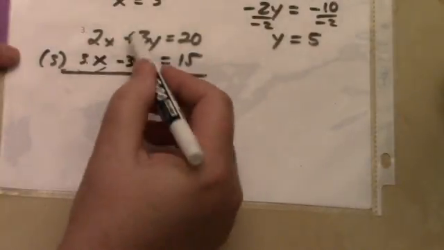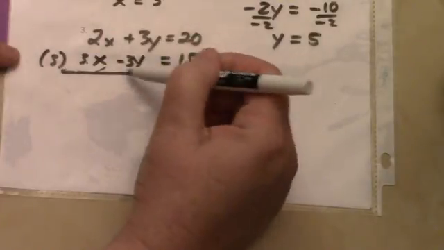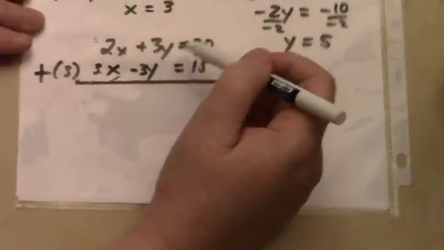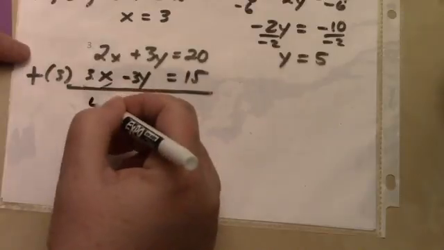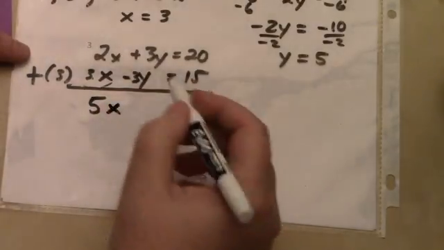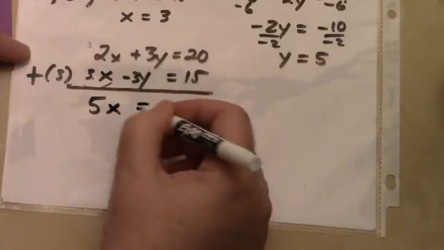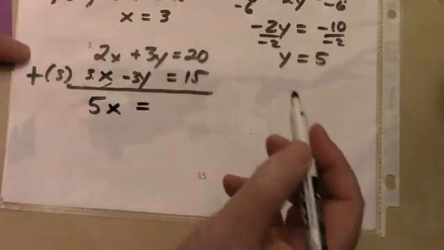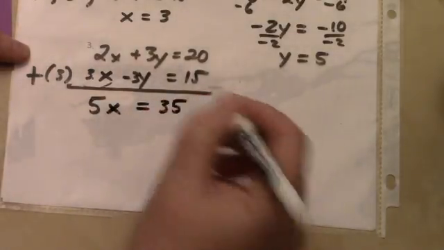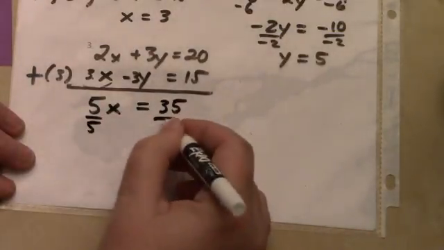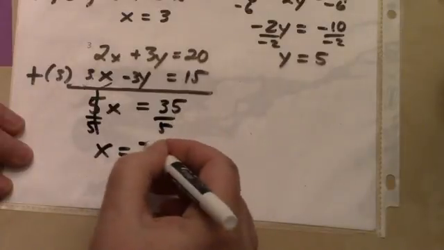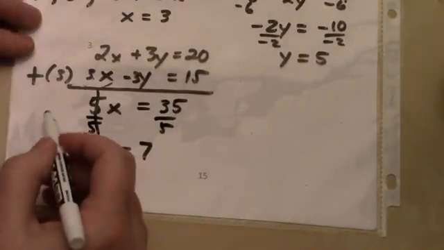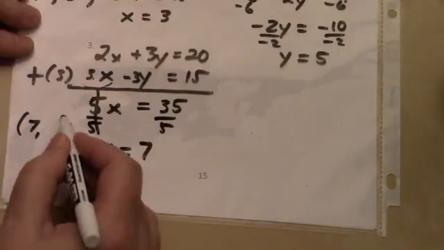So now if I add or subtract, what's going to get rid of those y's? I'm going to add, because by adding, I'm going to get 0 y's. So I'm going to add my 2x and my 3x, which gives me 5x. These eliminated. I'm going to add my 20 and my 15, and that gives me 35. I'm going to divide each side by 5. That gives me 35 divided by 5 is 7. Okay, well now I have a coordinate. I know my x is 7.